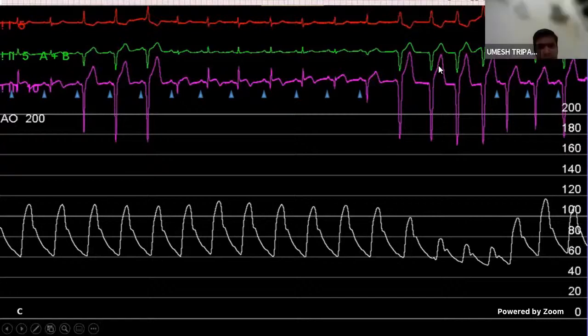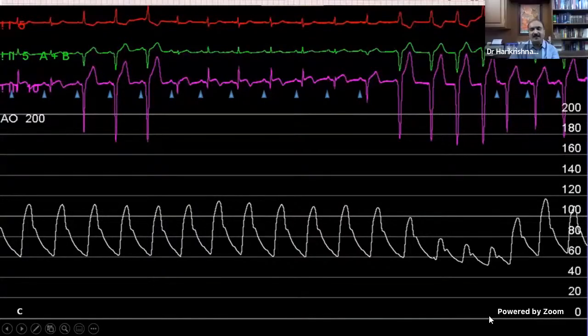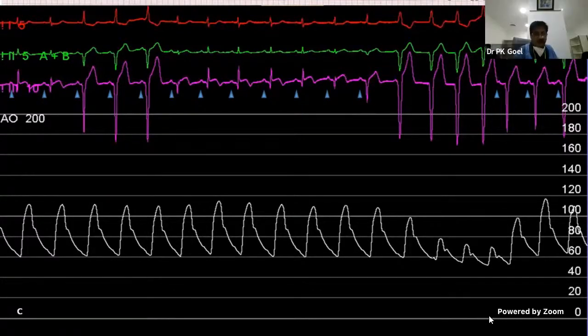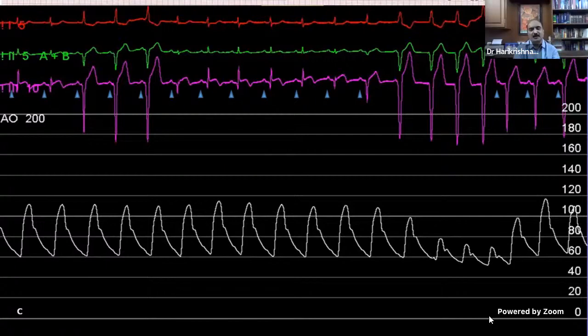Sir, is this a case of dynamic left ventricular outflow tract obstruction, with the VPC showing reduction in the pulse pressure? But not actually. There is no dynamic obstruction. This is a patient who had a primary angioplasty. Why do you say VPC? A VPC is an early beat. Are these beats early? These beats are not early, so it cannot be VPC. What is happening to those? What are those arrows?